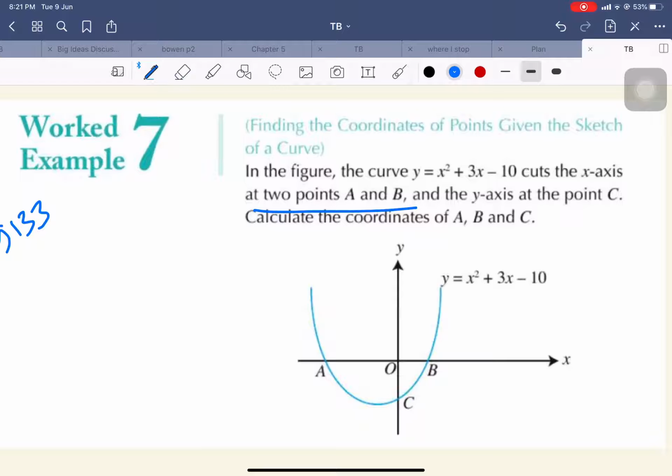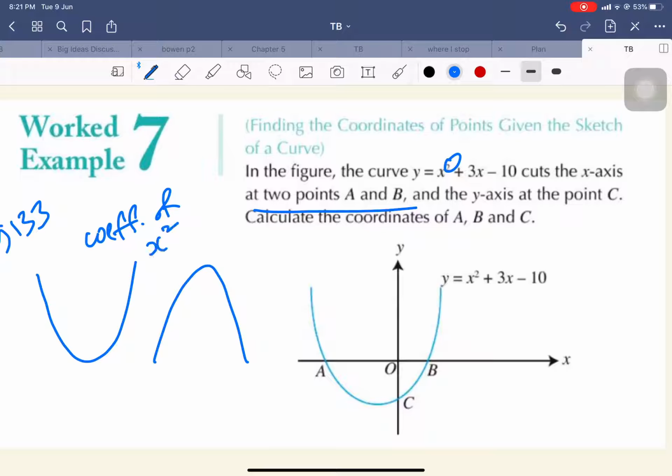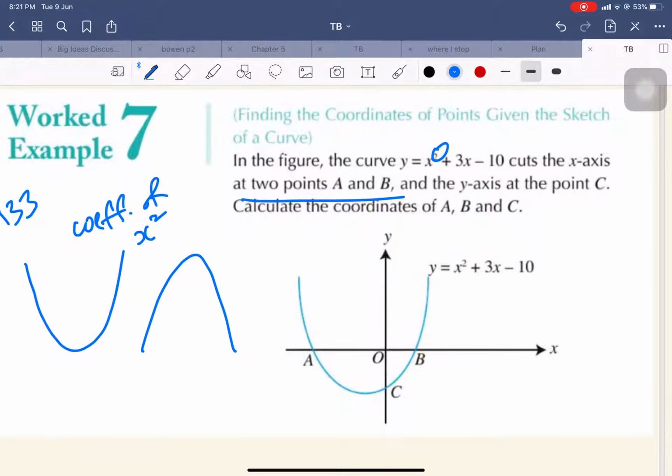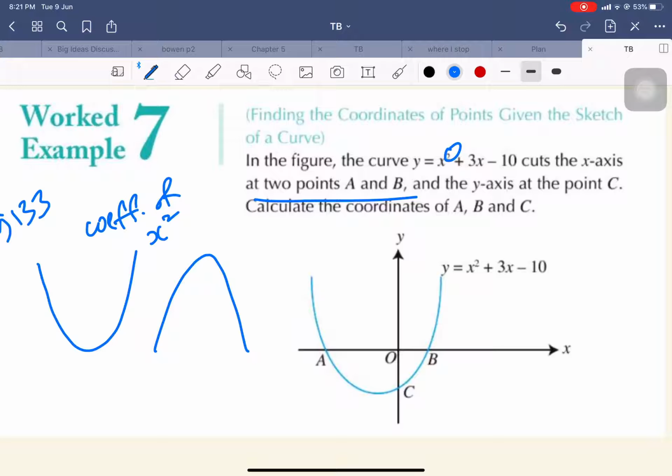Now, a quadratic graph can only have two shapes, either this way or this way, depending on the coefficient of x squared. Okay, you have explored this earlier on in the lesson. Now, I know that the curve cuts the x-axis at 2 points, A and B. And it cuts the y-axis at C. Okay, so you're supposed to write down the coordinates.